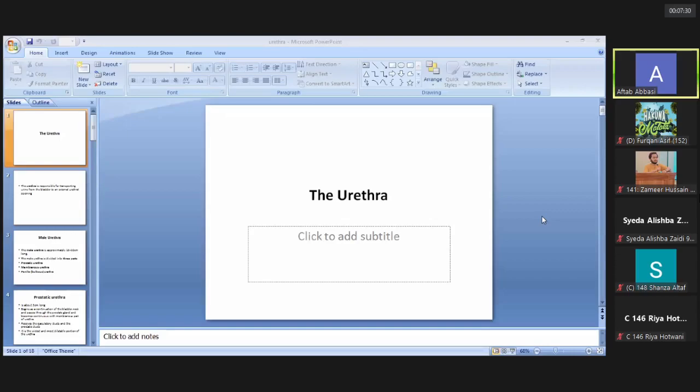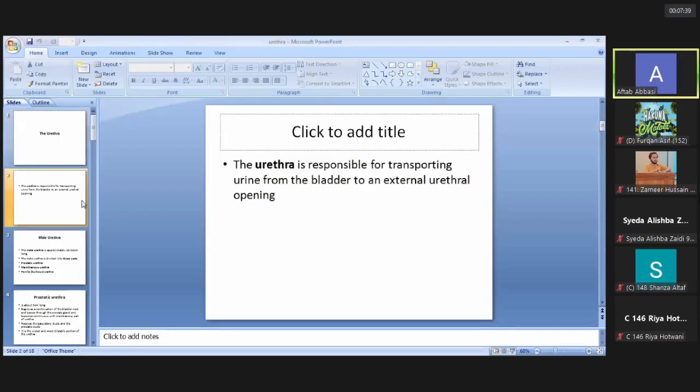Today we are going to discuss the structures known as the urethra and the prostate gland. Starting with the urethra, it is a tube-like structure that helps in the transportation of urine from the urinary bladder to the external urethral meatus, or external urethral opening. By definition, the urethra is a structure of the urinary system that helps in the transportation of the urine from the urinary bladder to the external urethral meatus.